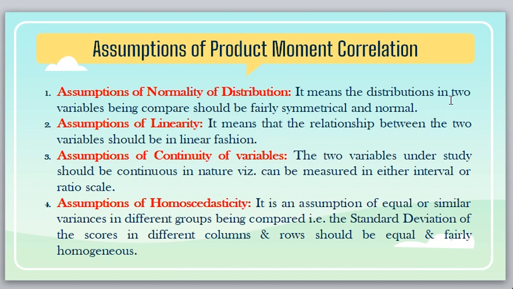And the next is the assumption of homoscedasticity. It means an assumption of equal or similar variances in the different groups being compared. That is, the standard deviation of the scores in different columns and rows should be equal and fairly homogeneous. So these are the assumptions of product moment correlation, a parametric test.